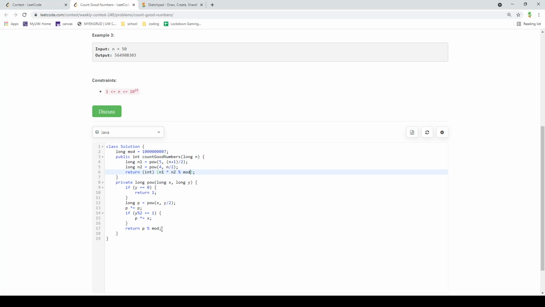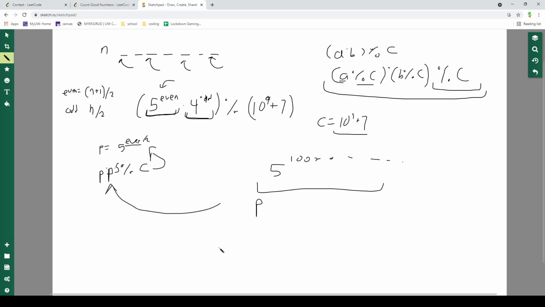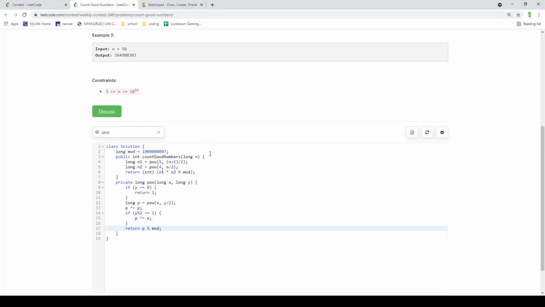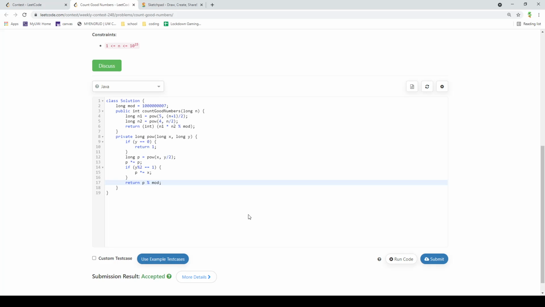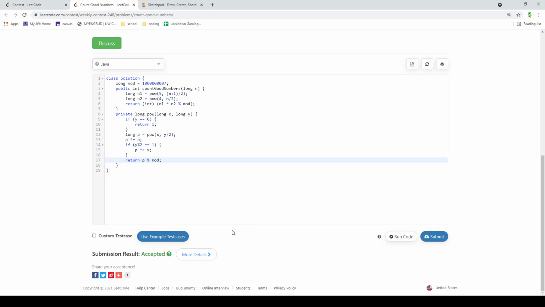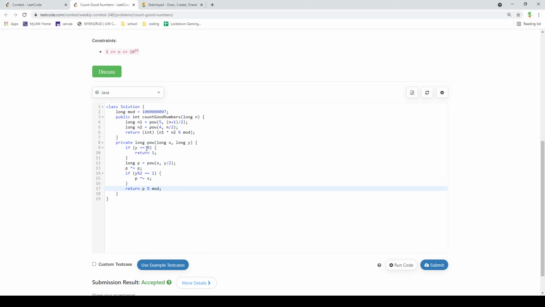And so by doing this modulus operator every single time we perform this power operation, we will be able to calculate what 5 to the even modulus C is, without ever needing to store this huge number here. And so if we submit this, it gets accepted. So this is quite a clever way to get the power operator but still keep it modulus.